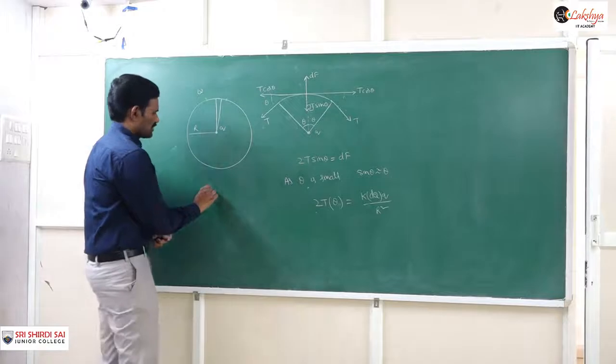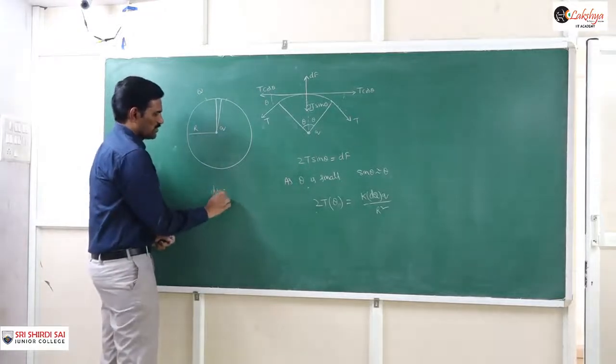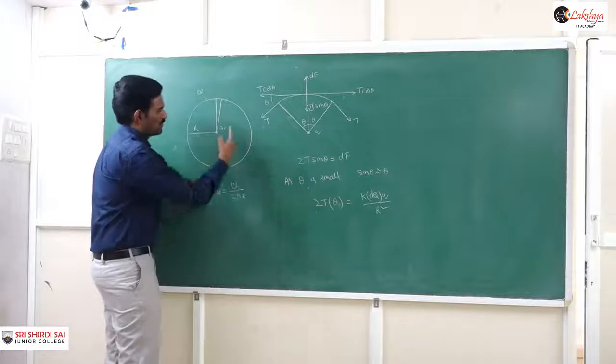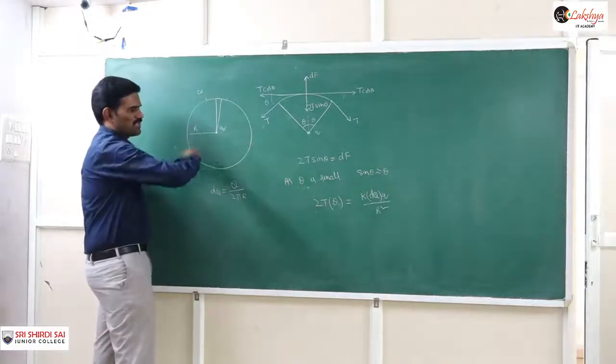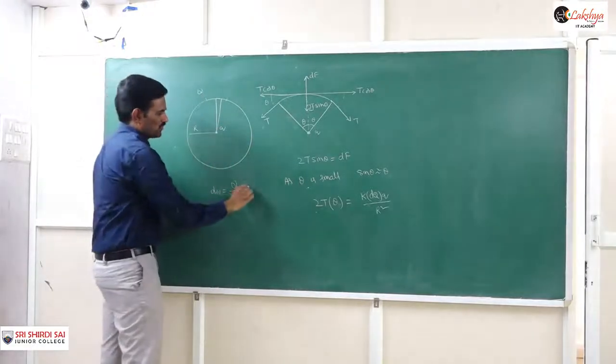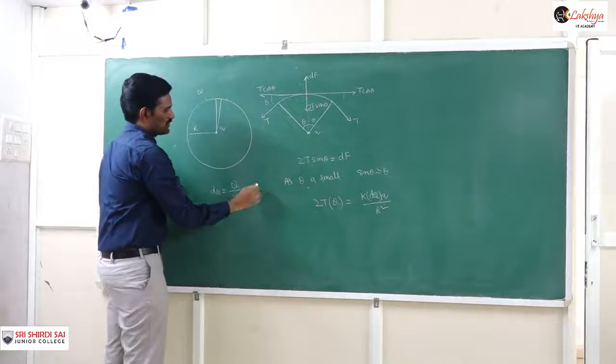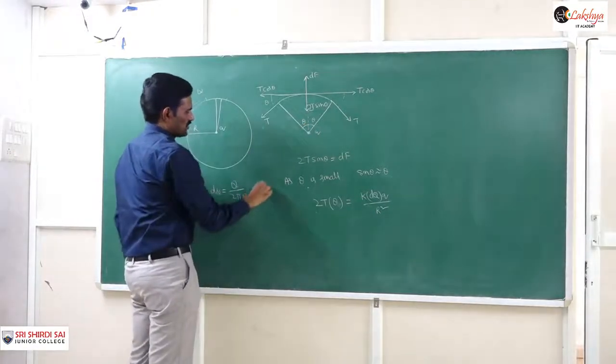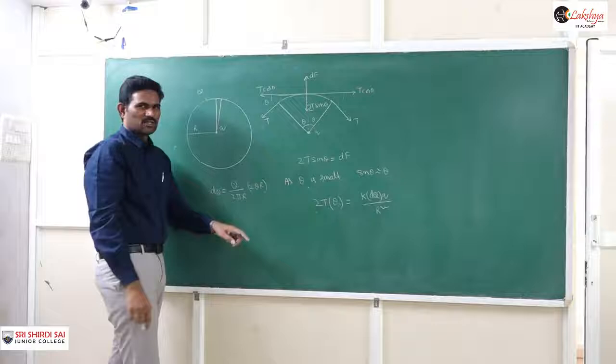Here I first write the dQ value. We can define dQ as Q by 2 pi R, because Q is distributed on the complete circle, into the length of the element, 2 theta R, since the total angle we are taking is 2 theta. So dQ is Q by 2 pi R into 2 theta R.